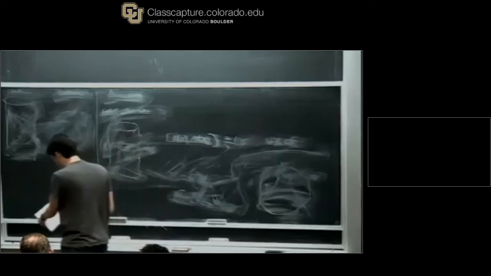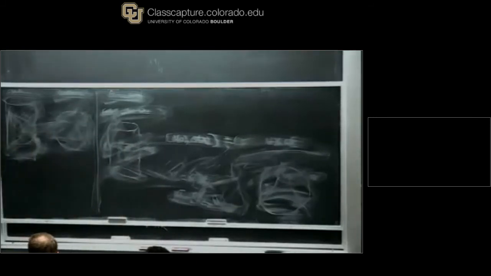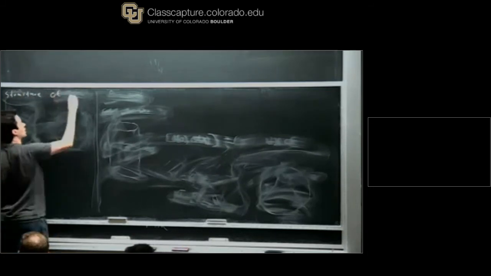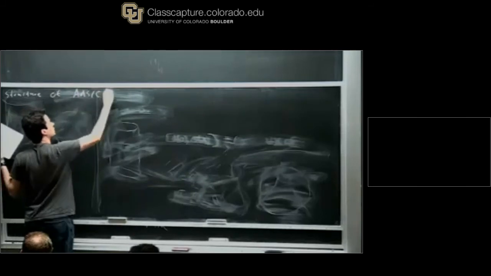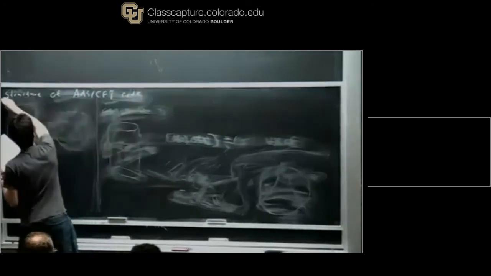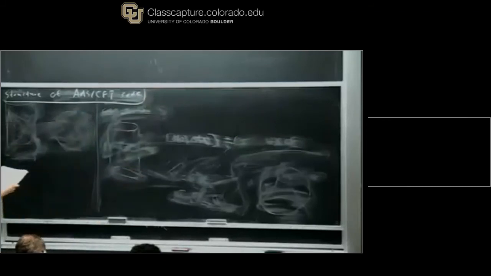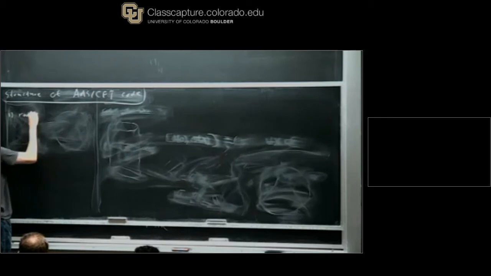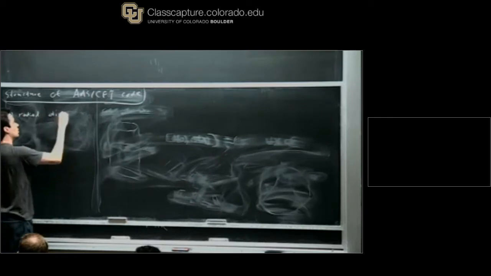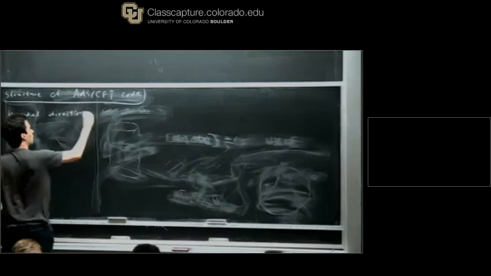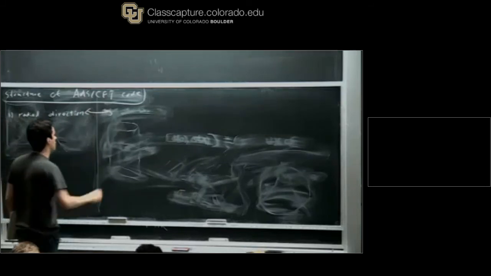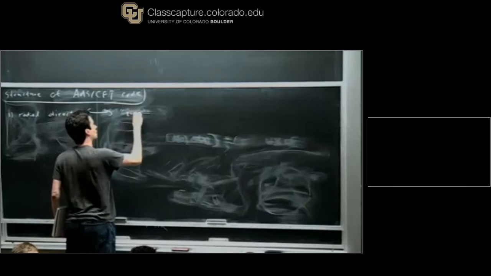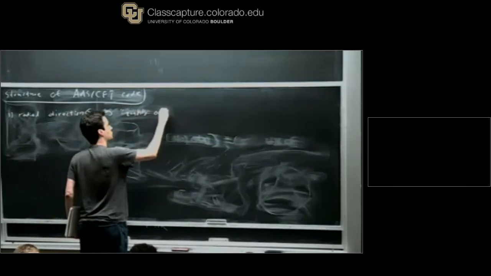Okay, so the first comment has to do with how the information is encoded. Structure of the AdS/CFT code. The first comment is that the radial direction basically is the same thing as the quality of protection.